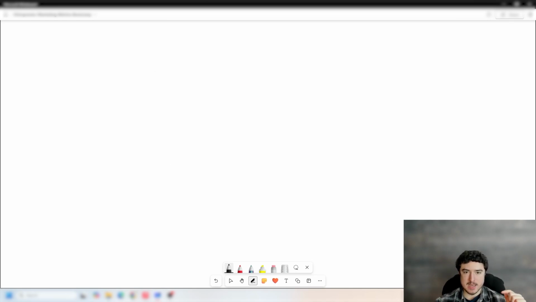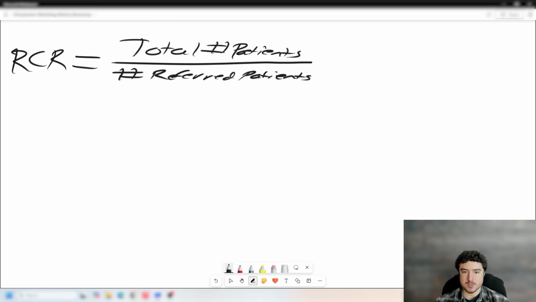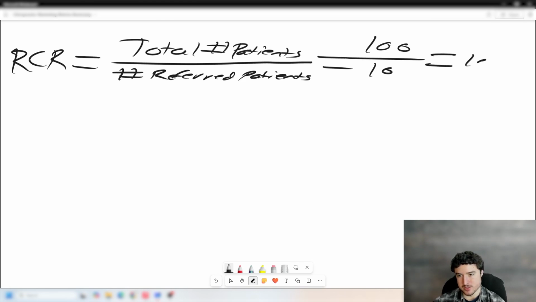This one's kind of similar to CAC, and we can use it to figure out our inputs. It's called the referred customer ratio. It's the total number of patients divided by the number of referred patients. This gives us, like I said, a ratio, and allows us to figure out how many patients we need in order to get a new referred patient. So for example, if we have a total of 100 patients and we get 10 referred patients over that same period of time, then our referred customer ratio is 10.